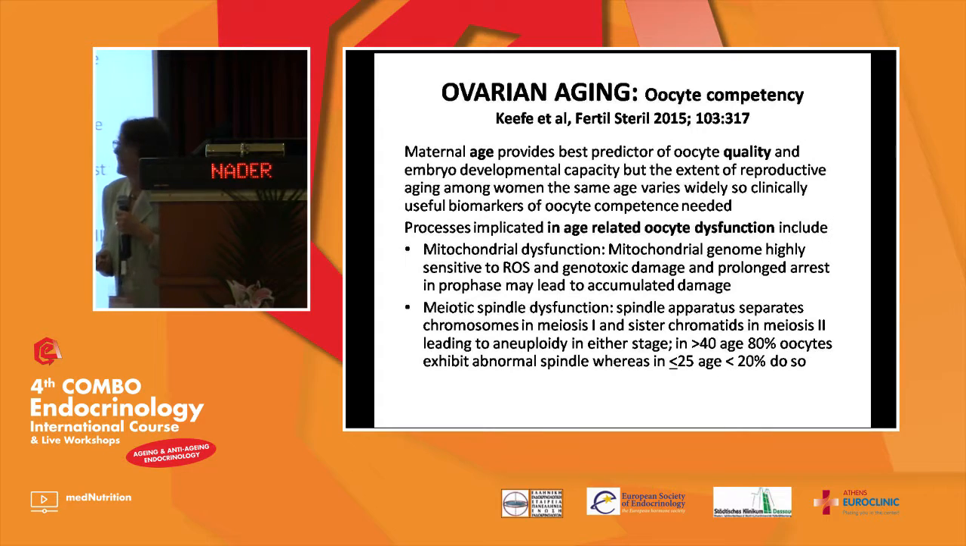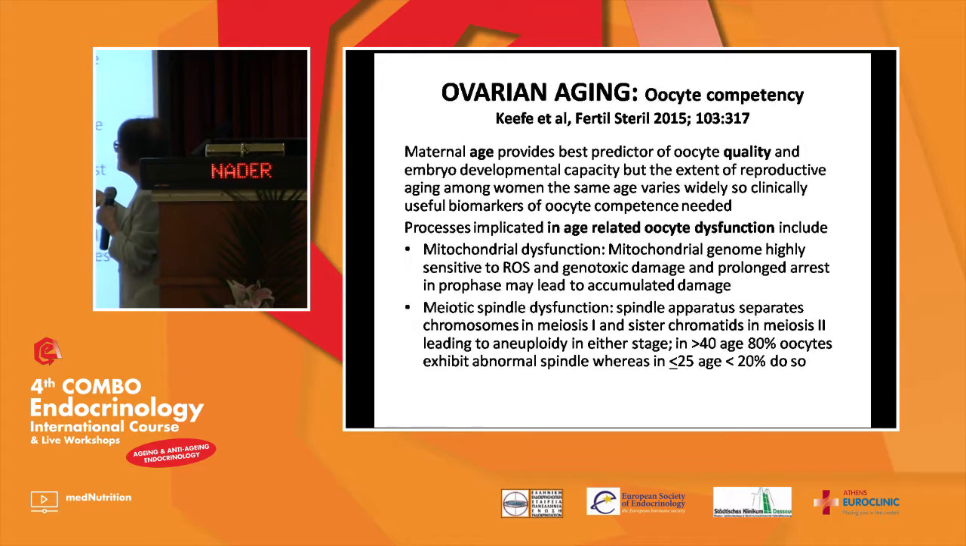Now, this is a paper that came out last year, and I thought it was one of the most interesting papers that I have read, and it made me understand things that I have not understood for 30 years. So I just want to summarize it. Maternal age provides the best predictor of oocyte quality and embryo developmental capacity, but of course, there's also wide variation from person to person. One patient may be older at age 38, another one at age 42 or 43. So there is a variation.